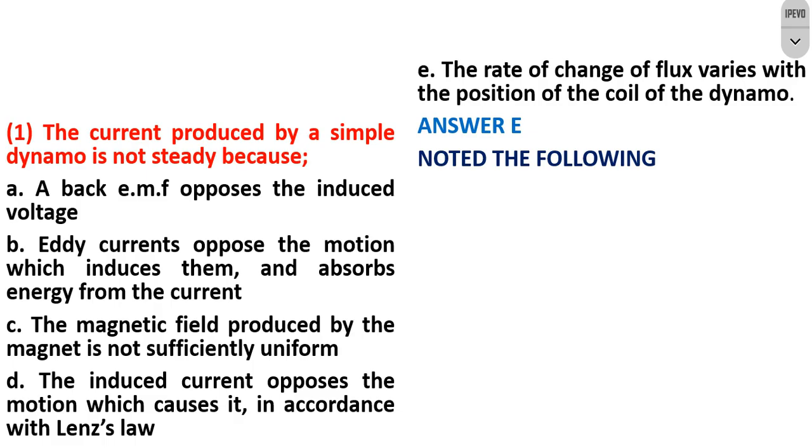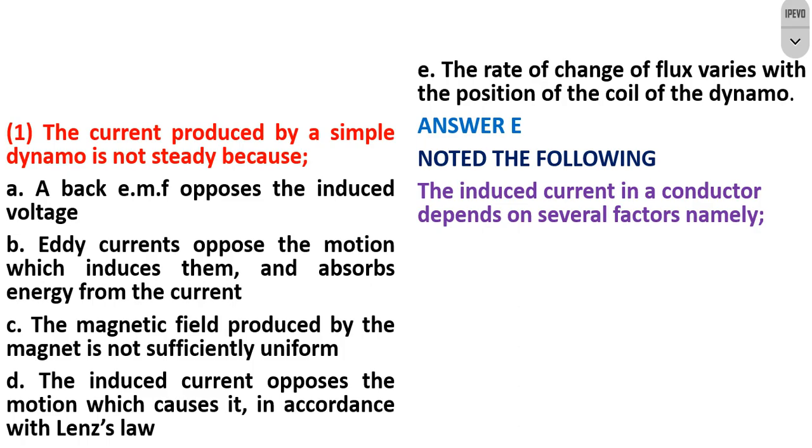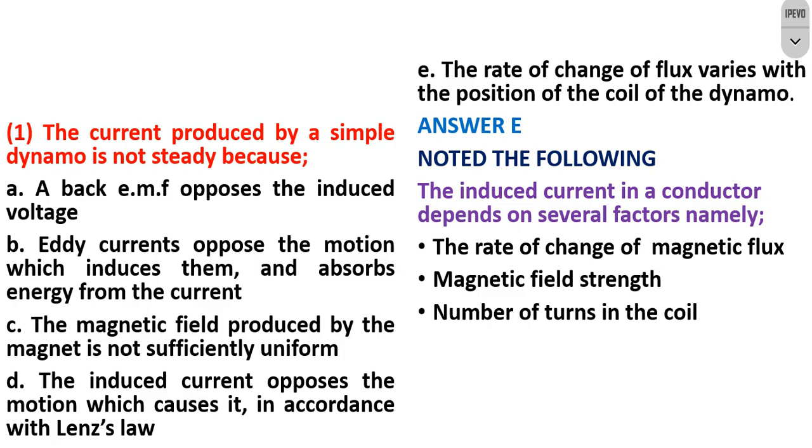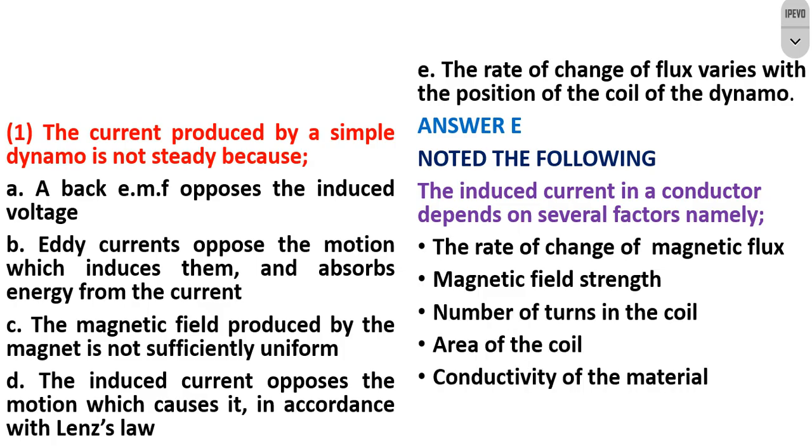Note the following, because this will help us to attempt other questions that we will come across. The induced current in a conductor depends on several factors, namely the rate of change of magnetic flux, magnetic field strength, number of turns in the coil, area of the coil, conductivity of the material, and resistance of the circuit.